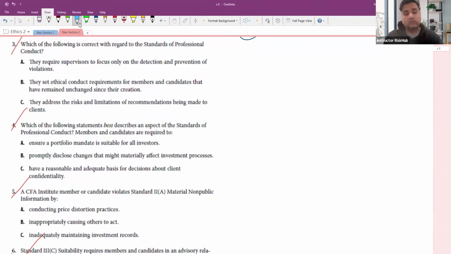Then we have question number 3, right? Which of the following is correct with regard to the Standards of Professional Conduct, right? They require supervisors to focus only on detection and prevention. And this sounds a little interesting, right? Why would somebody only focus on prevention and detection, right? See, supervisors must ensure overall compliance, right? So it is not only.